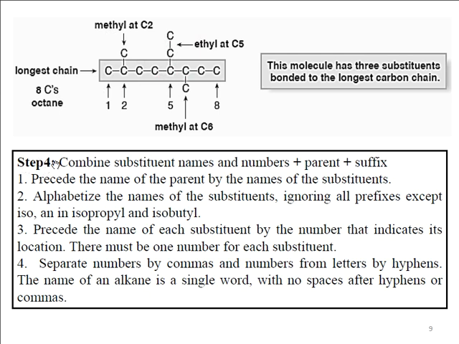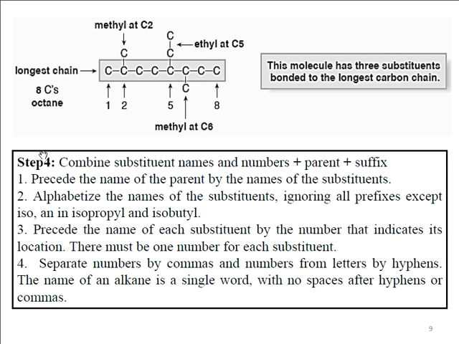Step number 4, combine the substituent names and numbers plus the parent, like octane, and the suffix. That means all the names of the substituents and the long chain will be just one word, combined. Combine the substituent names and numbers and the parent and the suffix.